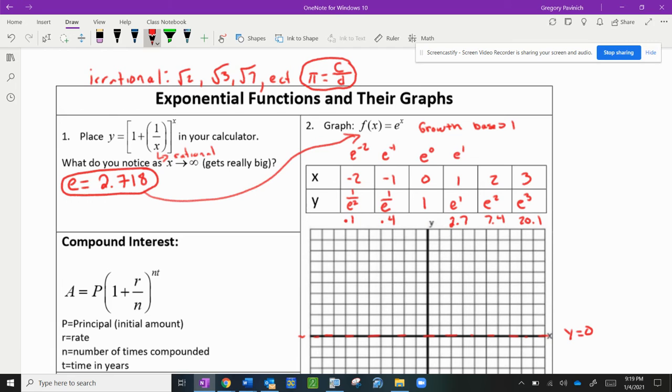Okay, and then I'm just going to graph this. So -2, 1, 0.4, 0, 1, and then 1 and 2.7, and then 2, 7.4. We'll notice it is a growth approaching that asymptote.